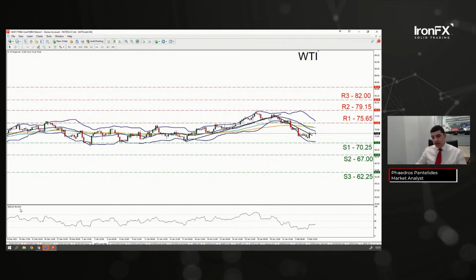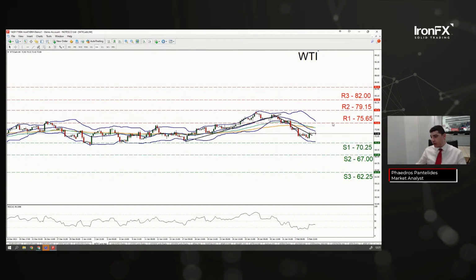RSI still at 39, so it's bearish tendencies. But for our bearish outlook to continue, we'll have to break below S1. For now, I would not be surprised if it stays between S1 and R1. The difference between S1 and R1 is significant. It's about $5. Therefore, it could potentially move up to R1, fail to break, and then stay between S1 and R1. What is interesting is that there appears to be a crossover between the 50 and 100 moving average. So the 100 moving average is moving above the 50, which could imply a bullish signal. So that's why I would not maintain a bearish outlook for now.